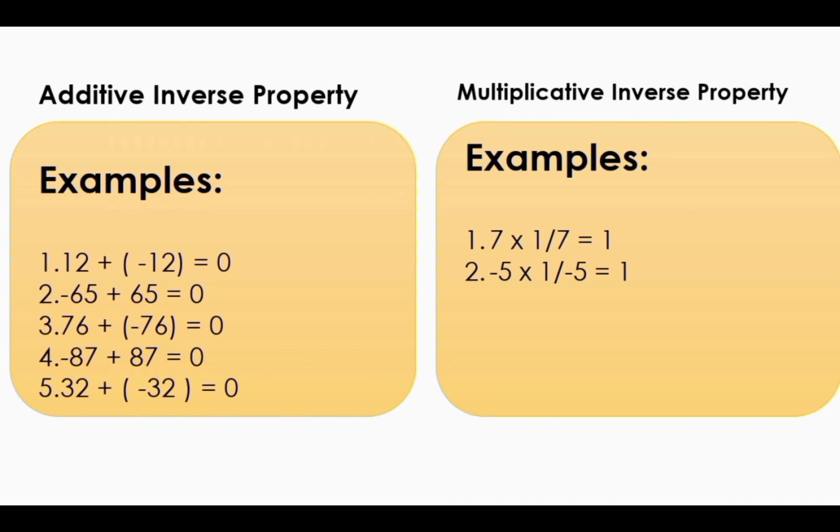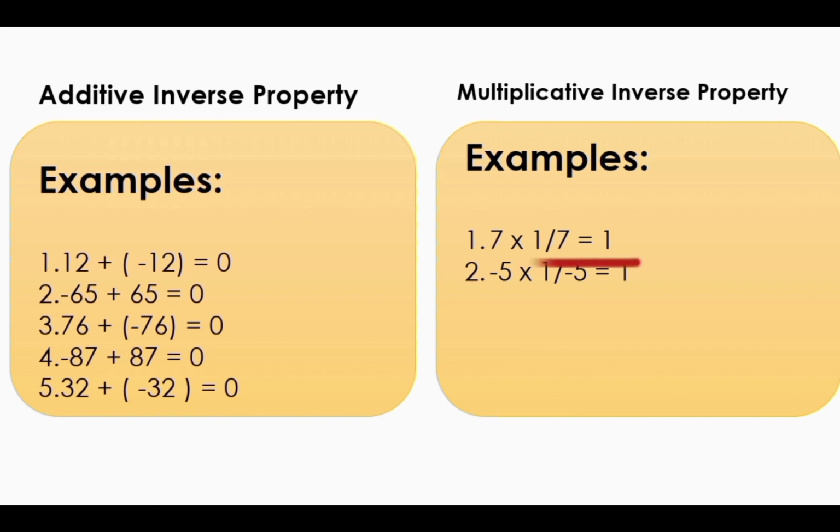Examples: 12 plus negative 12 is equal to 0. Negative 65 plus 65 is equal to 0. 76 plus negative 76 is equal to 0. Negative 87 plus 87 is equal to 0. Last, 32 plus negative 32 is 0. Remember, adding an integer to its opposite is always equal to 0.